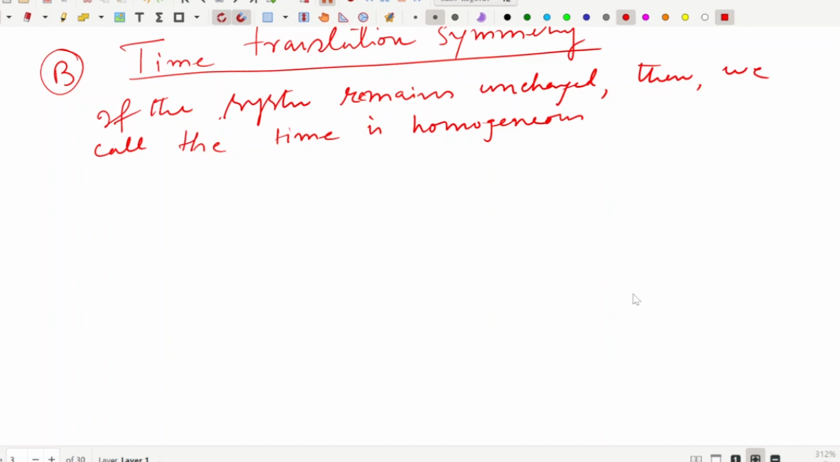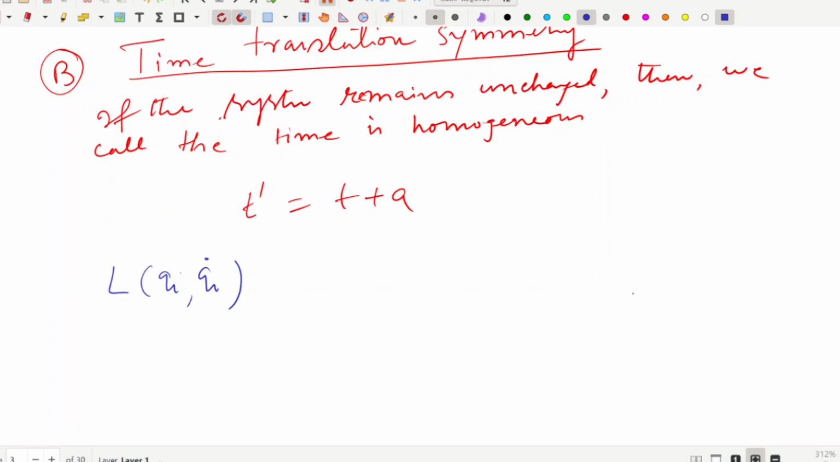So, for time translation, if we substitute t prime equals t plus a and the system dynamics remains invariant, then for that system we say time is homogeneous. So, let us consider the Lagrangian as a function of q_i and q_i dot. I am not writing any explicit dependence on time, because if there is explicit dependence on time, then it is not time translation invariant. So, if it does not depend on time, then time is cyclic and the system remains invariant under time translation and it is homogeneous in time.